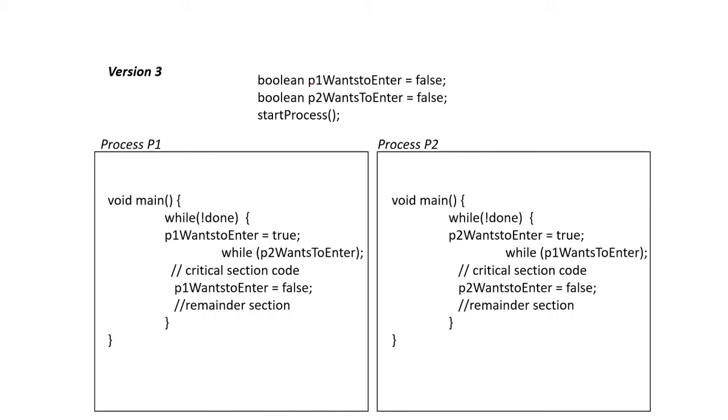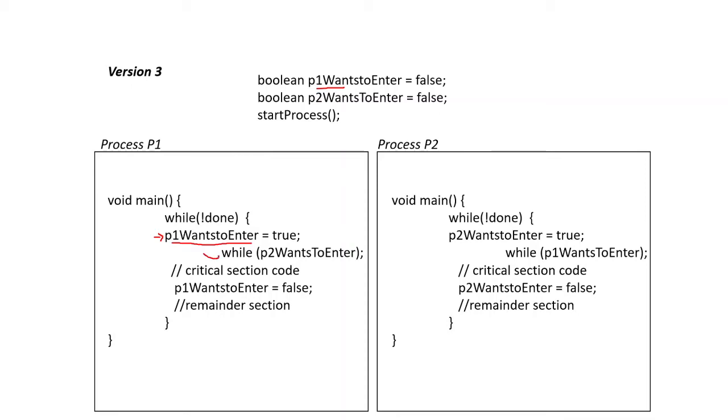Now in this version we have two variables, P1 wants to enter and P2 wants to enter. At the start of the system, both the variables are set to false. Now when we start the process, if P1 wants to enter into the critical section, first, before checking if another process is already in the critical section, it will need to set the value of its variable P1 wants to enter to true, which says that okay, now I'm ready to enter into the critical section.